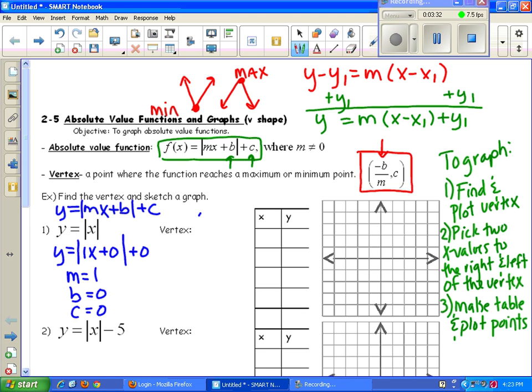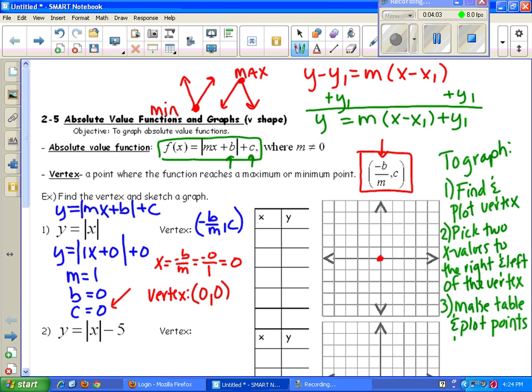To find the vertex, I use negative b over m comma c. For the x coordinate, we use negative b over m. In this case, my b value is 0, so negative 0 over 1, which is equal to 0. And my c value, we already know, is equal to 0. So then my vertex is the coordinate 0, comma 0. I'm going to plot that on my graph, which is right here.